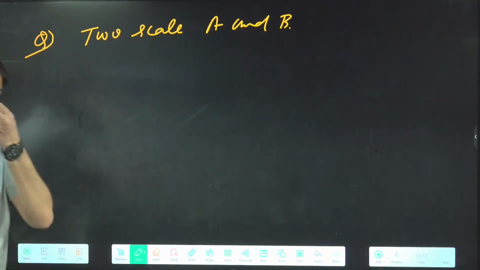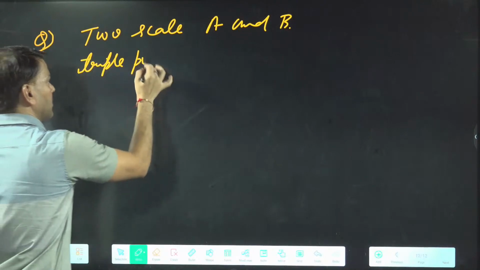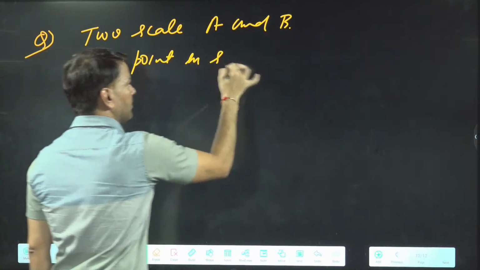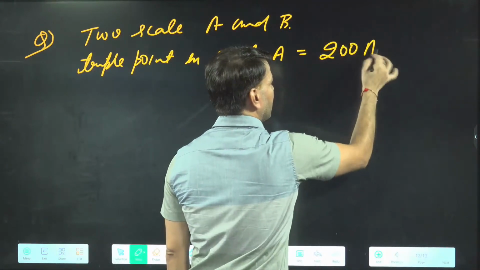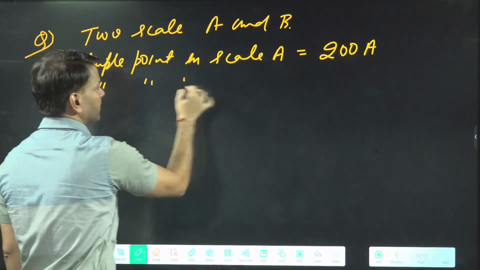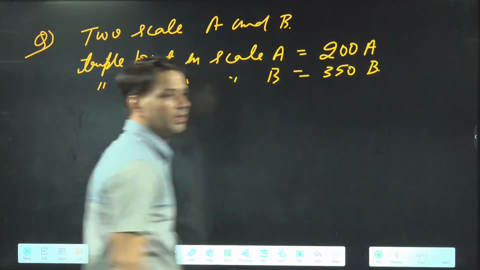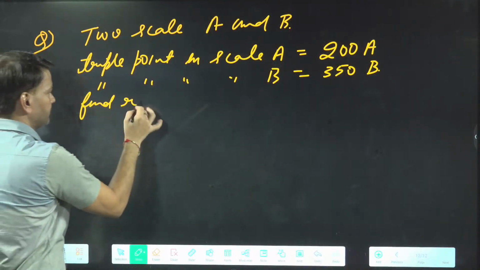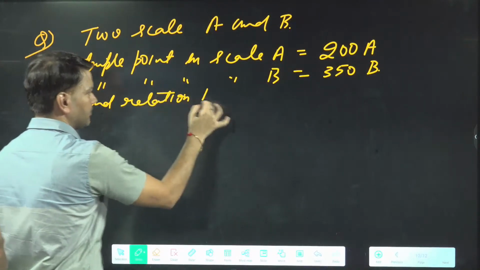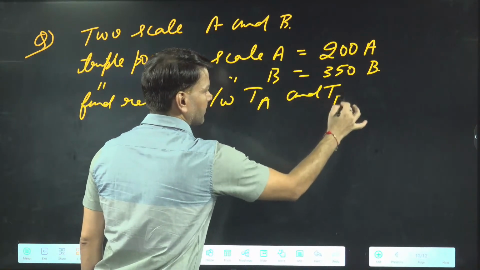Okay. In scale A, the triple point is equal to 200 A, and the triple point in scale B is equal to 350 B. So they are asking what is the relation between the temperature in scale A and the temperature in scale B.